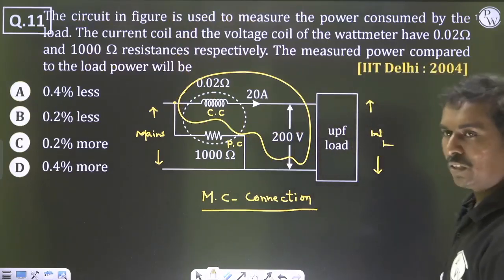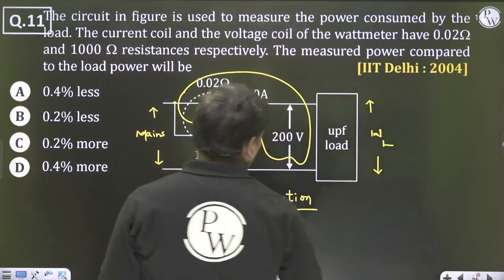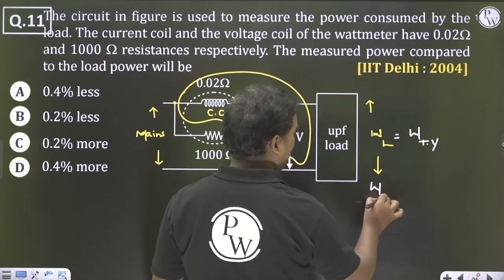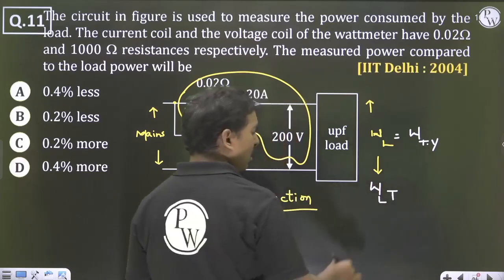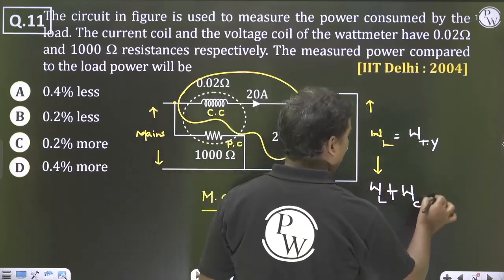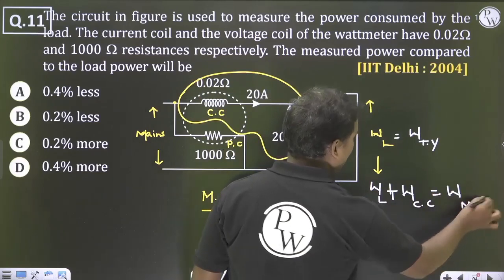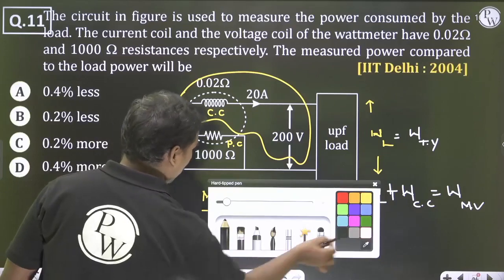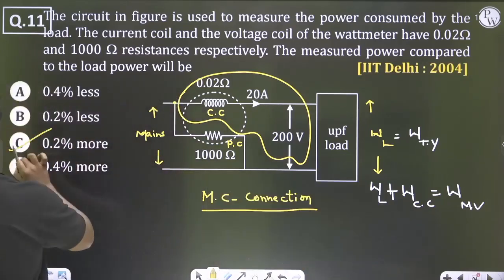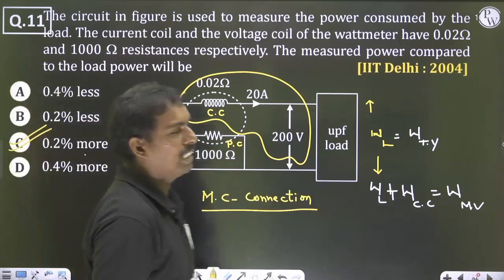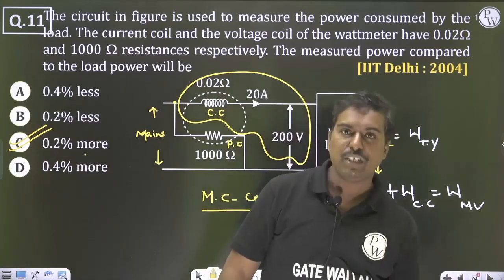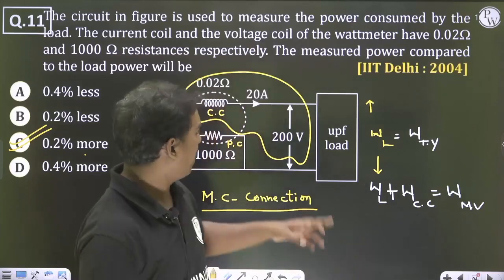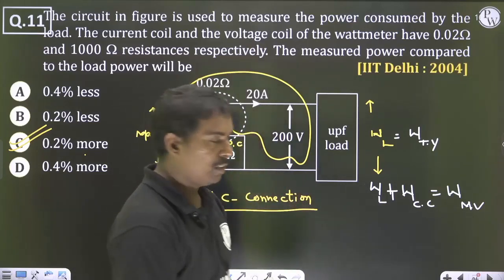The measured power is definitely more. This is the true value, but the measured power will be this plus the power due to the current coil. Definitely the measured value will be more. That is the error. So the right answer is 0.2% more. Very good. This is also very logically asked. In addition to the load power, it is also measuring the power in the current coil.